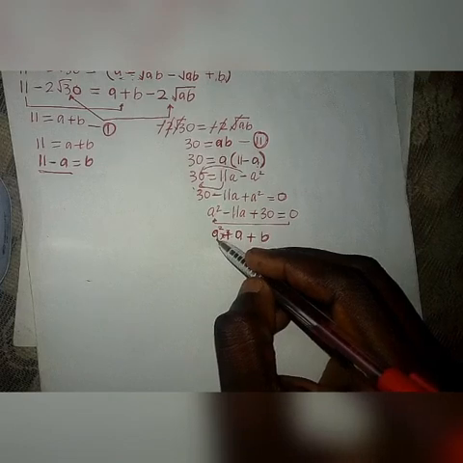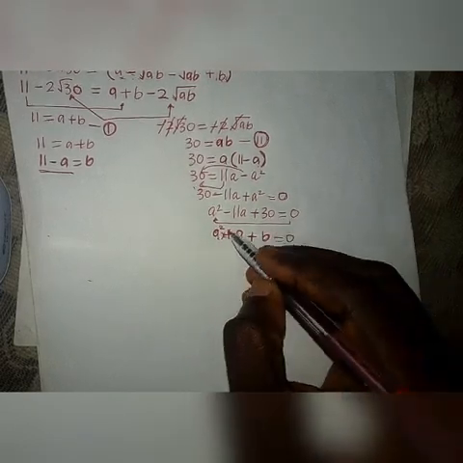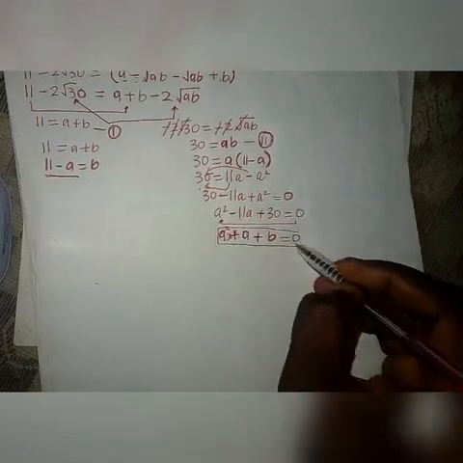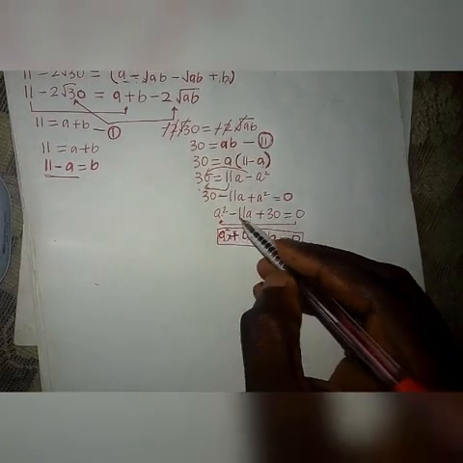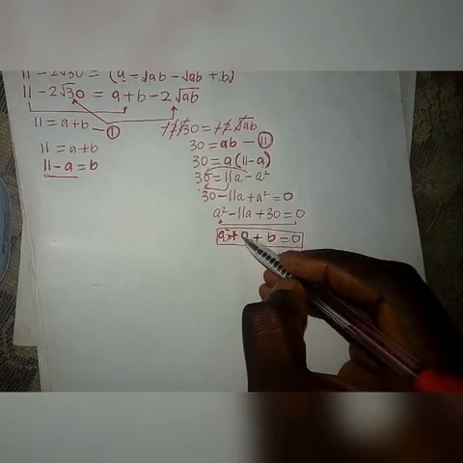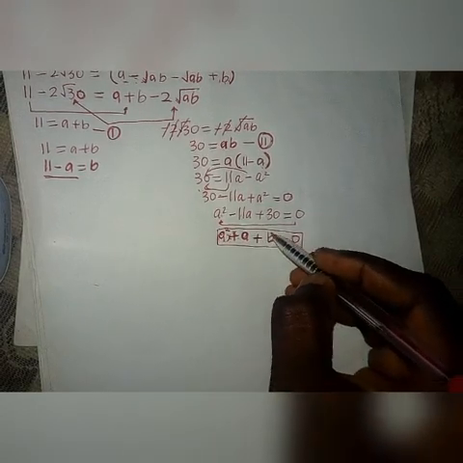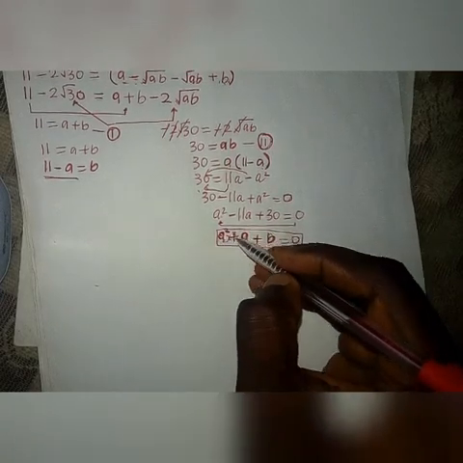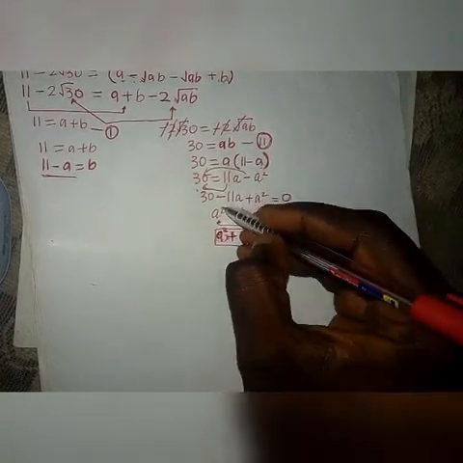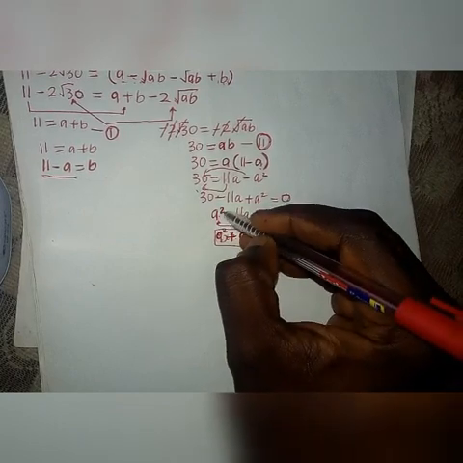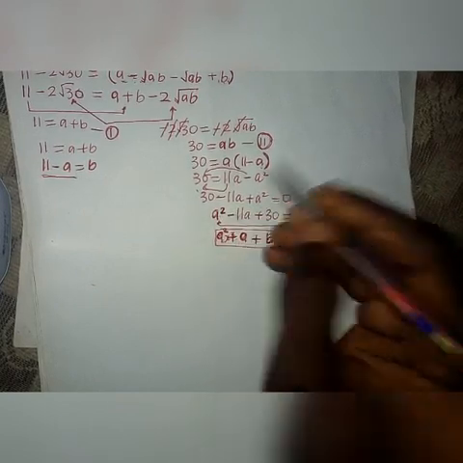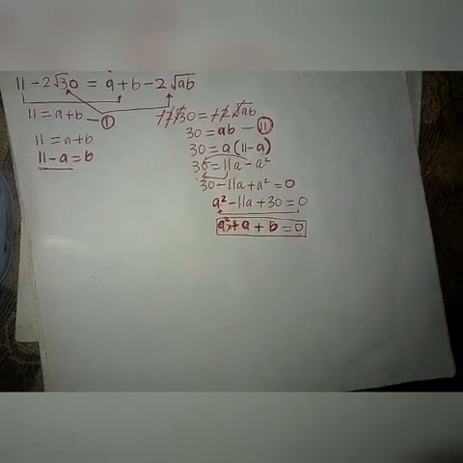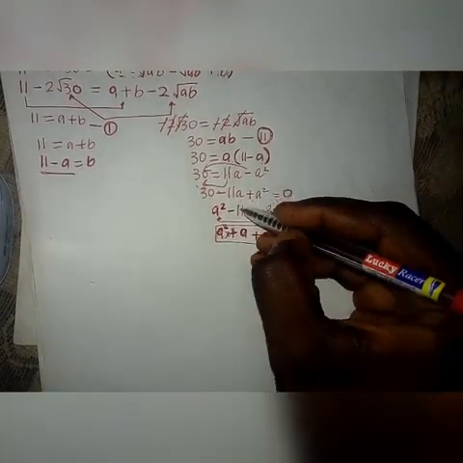So it must be arranged in this order, equal to 0. What this is trying to tell us is that those that are the power of 2 come first, then those that do not have power of 2, then the ordinary value. So it must be in this order. Please don't make the mistake. The square first, then those that do not have power, then plus the ordinary number.